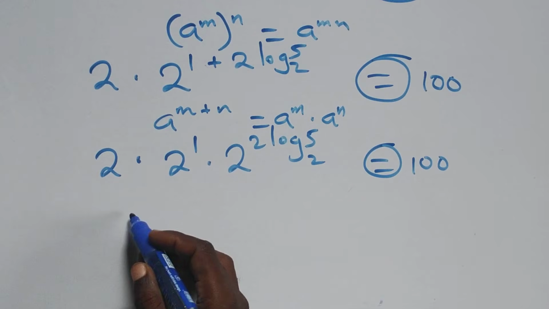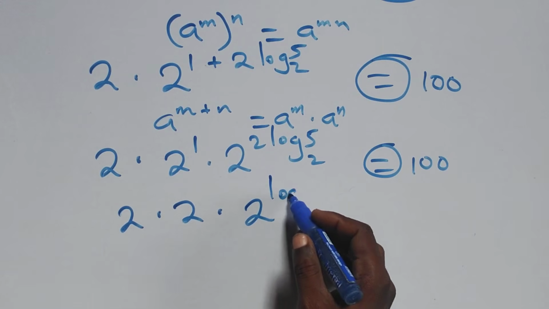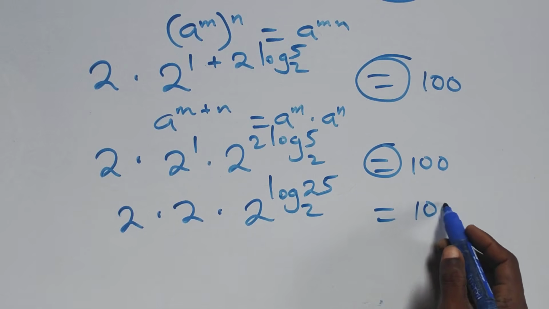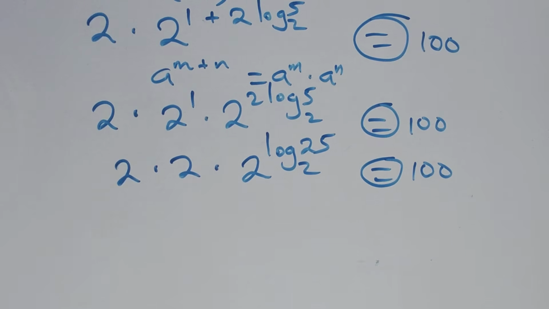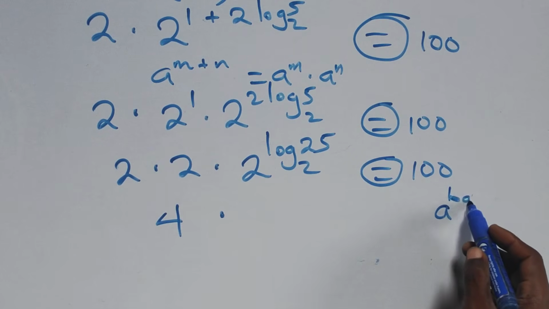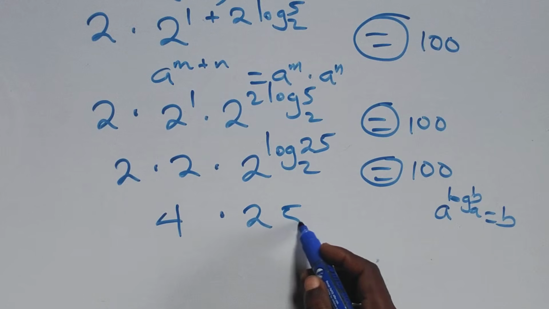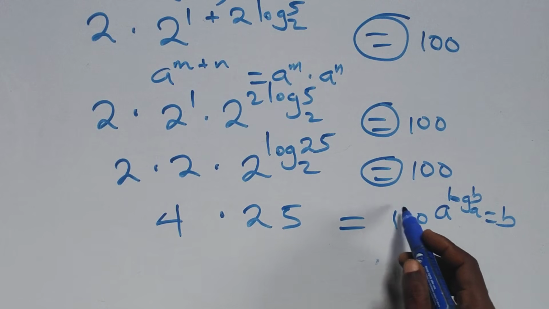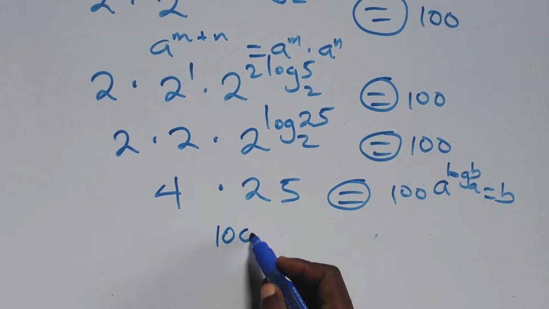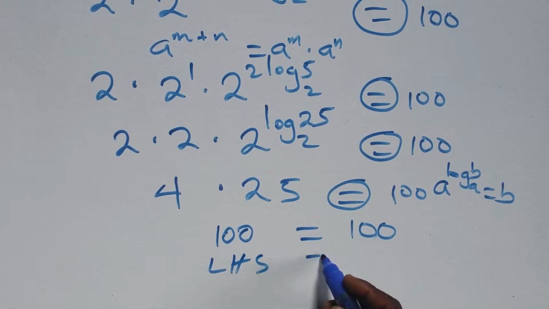And 2 raised to power 1 is 2, so 2 times 2, then times, we reverse this 2, we have 2 raised to power log 5 squared, which is 25 base 2, equals 100 here. And 2 times 2 here, 4. Then this follows when we have a raised to power log b to base a, which equals b. And here we have 25 equals 100 on this side. And 4 times 25, we have 100, which is 100 here. Left hand side is now equal to the right hand side.